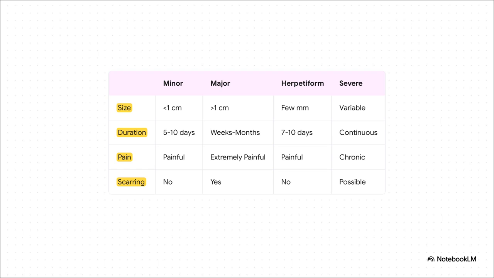The vast majority of cases you'll see are minor RAS, little painful ulcers that are gone in a week or 2 and don't leave a scar. Major RAS is the complete opposite. We're talking big, deep, incredibly painful sores that can hang around for months and often do leave scars. Then there's herpetiform, which looks like herpes because it's all these tiny little ulcers clustered together, but, and this is key, it isn't viral. And finally, severe RAS is just relentless. The patient is almost never free of ulcers.